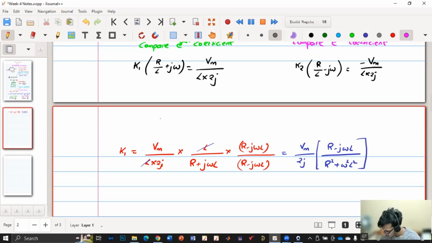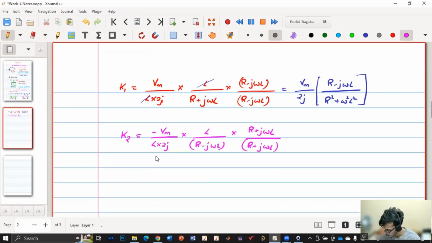Now I'll be calculating K2. So K2 will be minus Vm by L into 2j into L by R minus j omega L. For this, I'll multiply by R plus j omega L by R plus j omega L. So now what I'll be getting? I'll be getting something like this. So it will be minus Vm by 2j into R plus j omega L by R square plus omega square L square. Are you able to follow until this point?